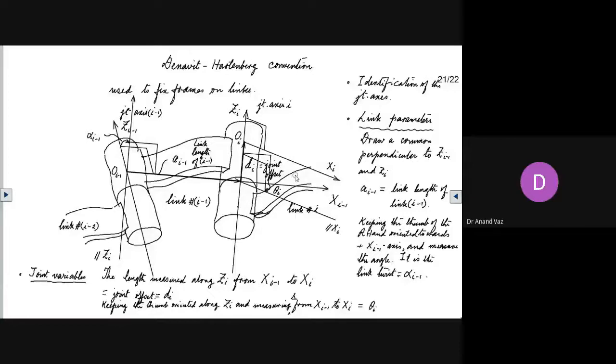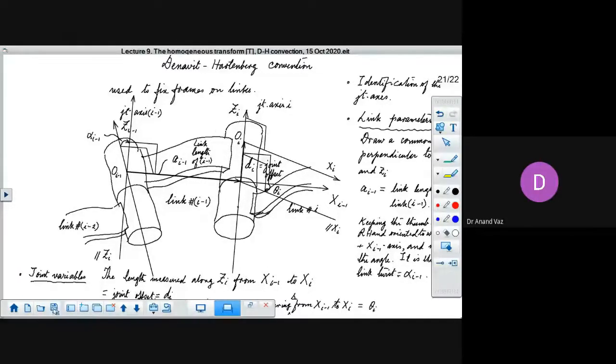We will have a more detailed discussion on this with examples, and we'll also derive the homogeneous transform for transformation between the frame I and the frame I minus 1. With this discussion, I'm planning to conclude for today. If you have any difficulties so far, please ask me now. If you have any questions, please let me know.